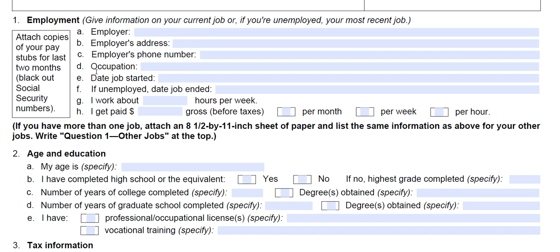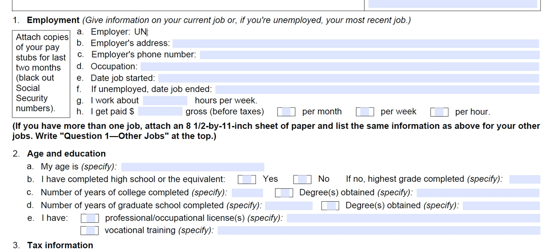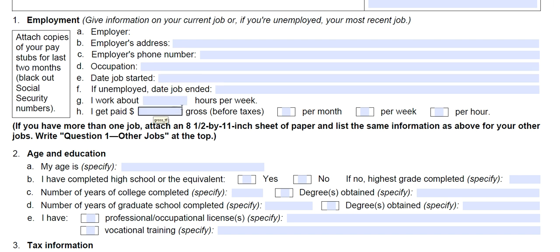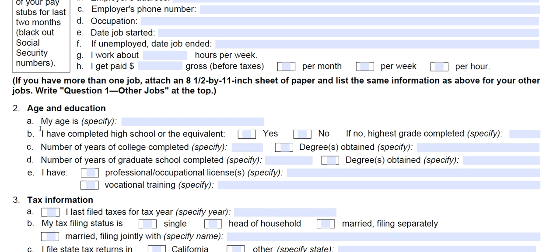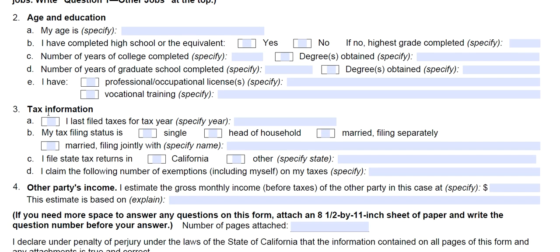Now, to fill out the income and expense declaration, you just work your way down through all of the questions. If you are currently unemployed, then just write unemployed. Otherwise, write in the name of your boss or company that you work for, the contact information for your company, when you started, and estimate how much you get paid either per month or per week or per hour, whichever one is easiest to figure out. You'll go through and answer all of the questions as completely as possible.